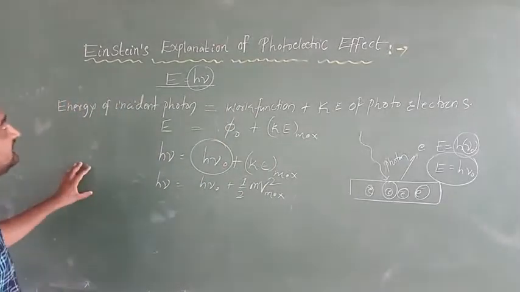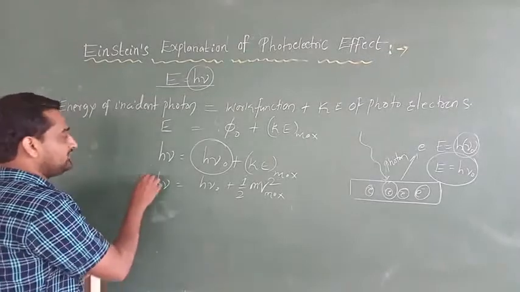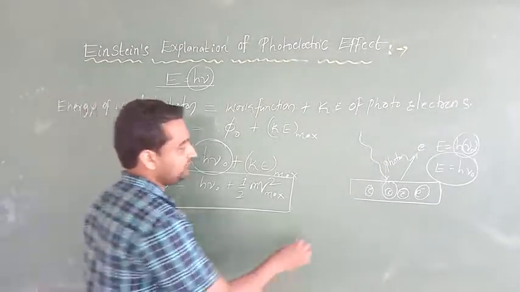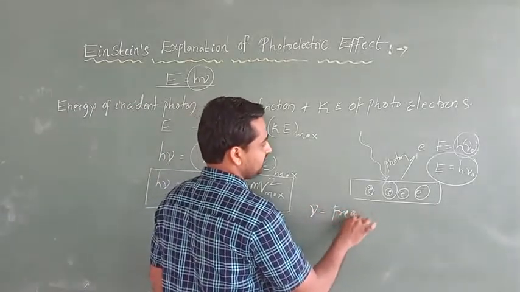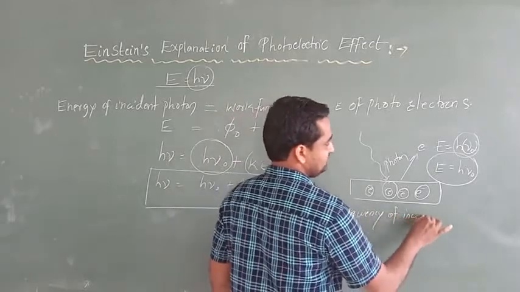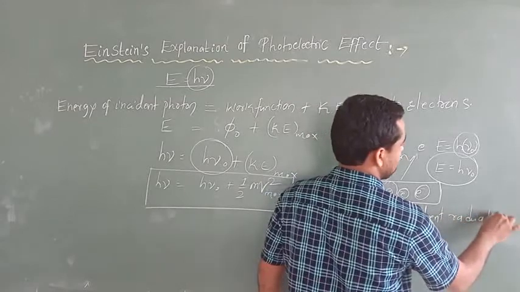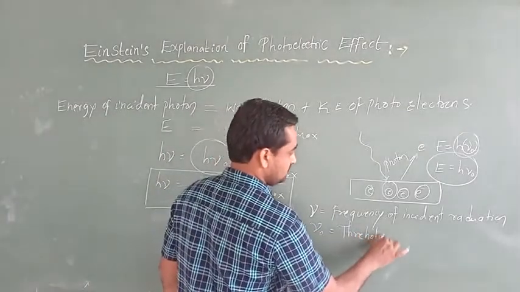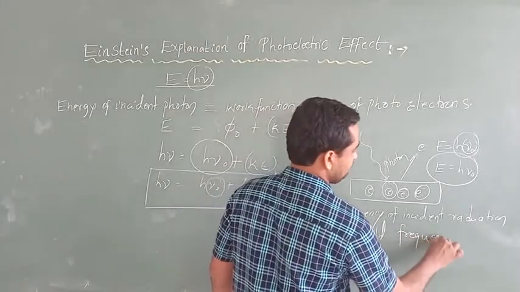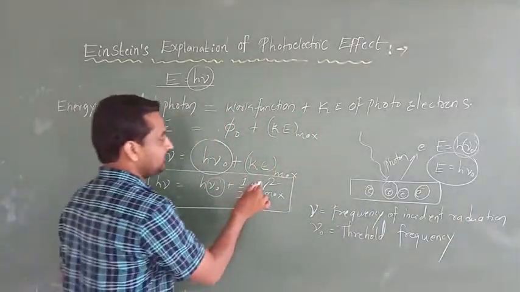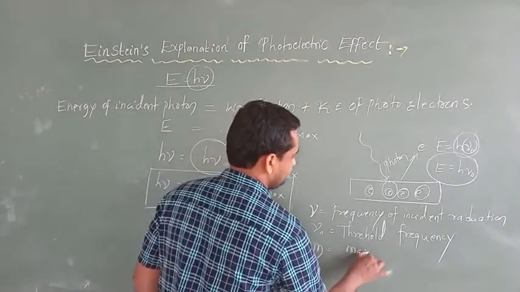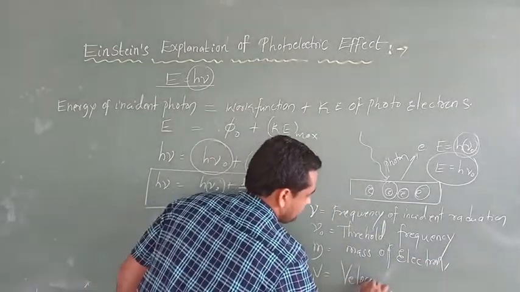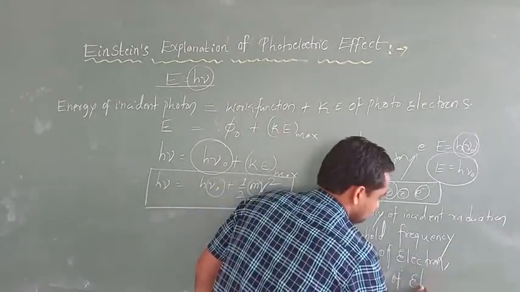So in this way we explain the Einstein photoelectric equation. This is the important equation we are going to represent here. This is called the Einstein photoelectric equation. Here nu is the frequency of incident radiation, and nu naught is the threshold frequency. m is the mass of the electron, and v is the maximum velocity of ejected electrons, the photoelectrons.